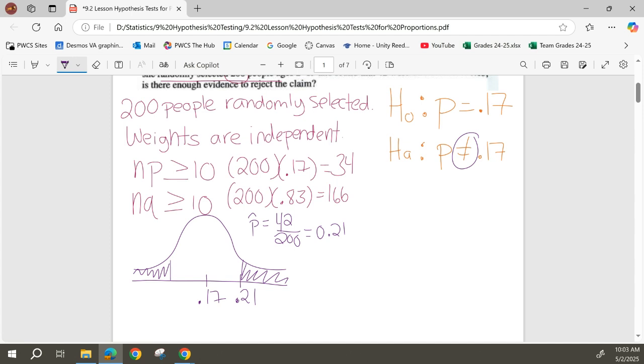So I'm going to make a calculation on Desmos that's going to give me this area here on the right. And then I'm going to have to multiply it by 2 so I can account for both tails, because I'm not specifically worried about greater than or less than. I'm just wanting to know, is the proportion different? So it could be either.